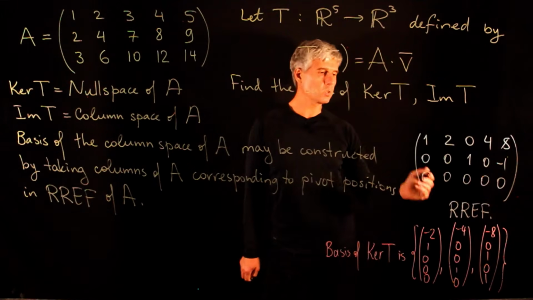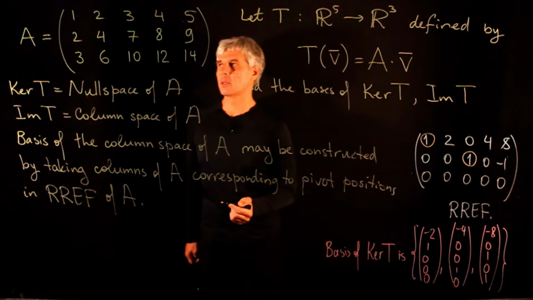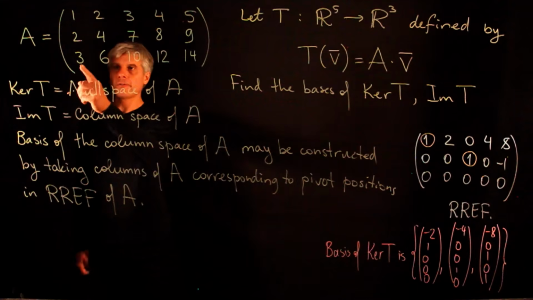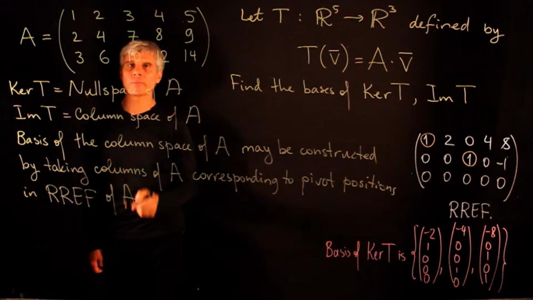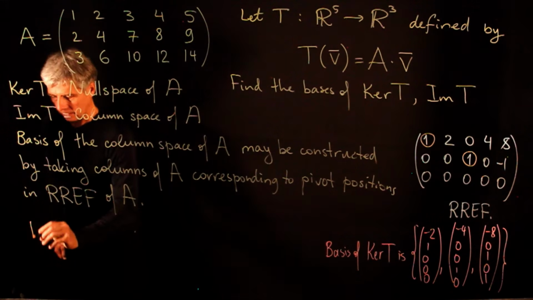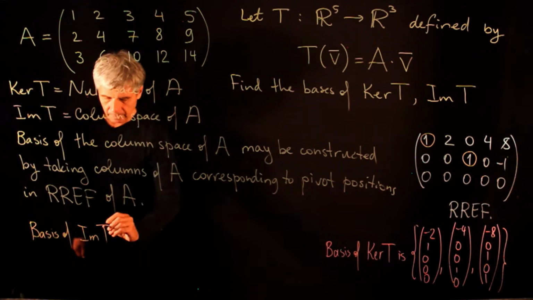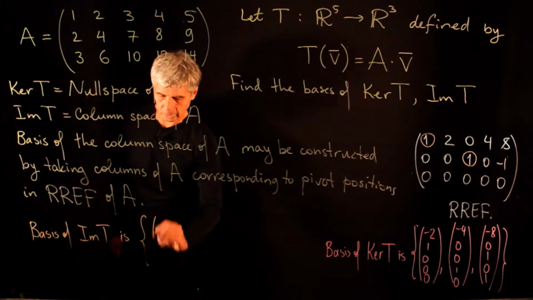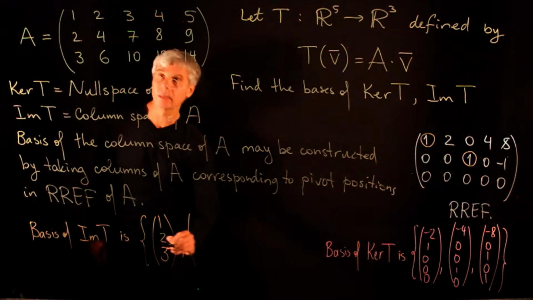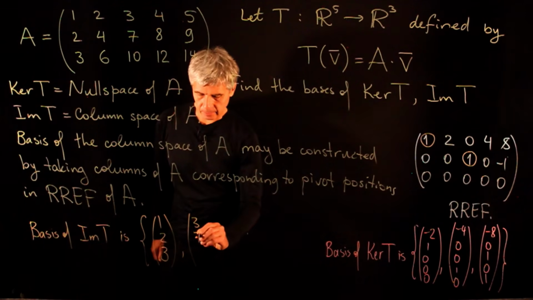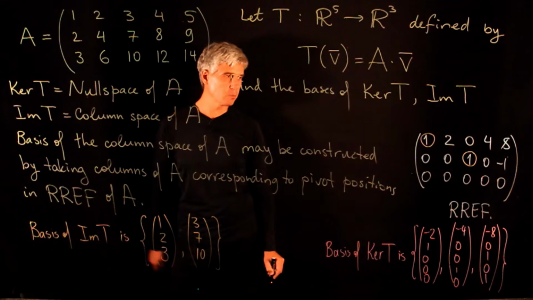So here we have the reduced row echelon form of A, and we have pivots in the first and the third column. So this tells us that the first and the third columns of the matrix A form the basis of the column space. And so we get that the basis of the image of T consists of the following two vectors. So 1, 2, 3, and 3, 7, 10. So these two vectors form the basis of the image of T.